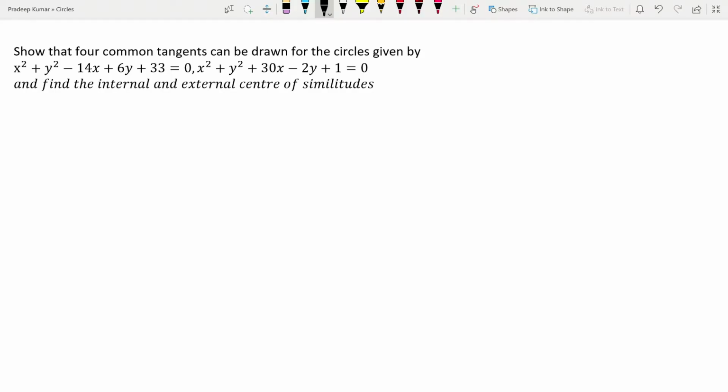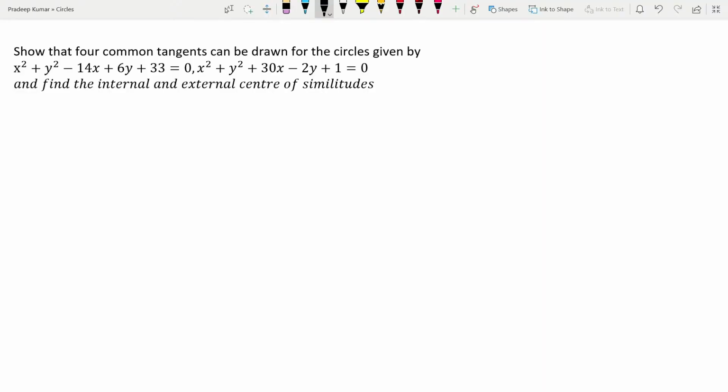Let's read the question. Show that 4 common tangents can be drawn for the circles given by x square plus y square minus 14x plus 6y plus 33 equal to 0, x square plus y square plus 30x minus 2y plus 1 equal to 0, and find the internal and external centers of similitude.